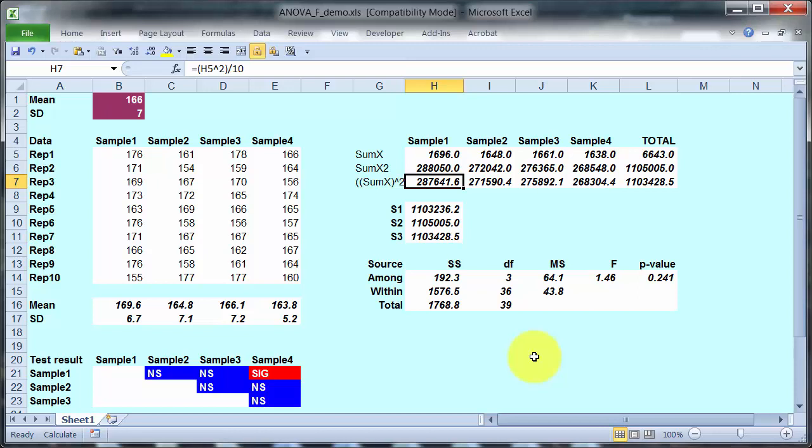But here's an example where the t-test is giving us a type 1 error, saying there's a difference between sample 1 and sample 4, but the analysis is giving us the correct outcome. P-value is 0.241, greater than 0.05, accept the null hypothesis. And you can see that F is around about 1 again, and F just jumps up and down.